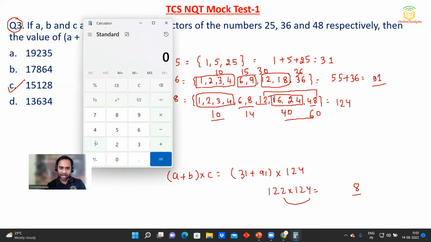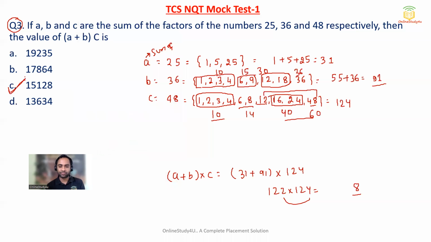But if you want to check with the calculator, you can also check with the calculator, because there is no need of multiplying everything. So 15128, that means option 3 will become the correct answer. So factors, first you do factor. Factor means 25. So 25 will be divisible by 1, 5, and 25.